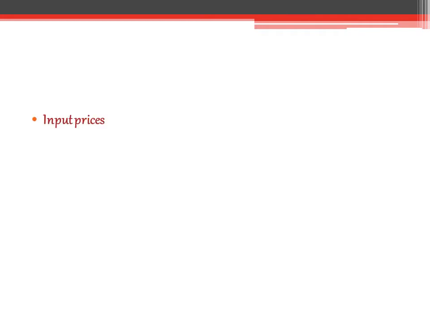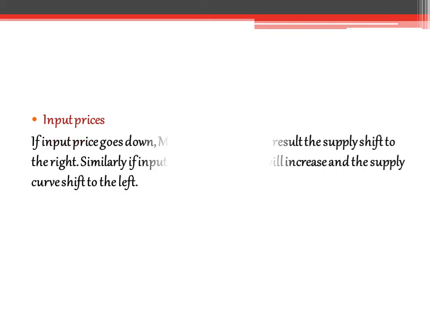The third factor is input prices. The supply of a firm is influenced by the price of inputs. The price of input is called input prices. If input prices go down, then what will happen? Our marginal cost will decrease. As a result, the supply curve shifts to the right. If the price of input goes up, then our cost will increase, marginal cost will increase, and the supply curve shifts to the left.